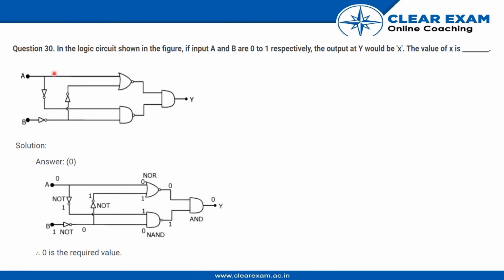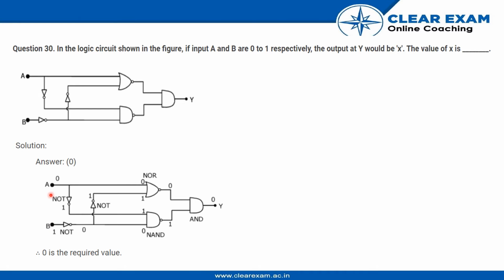The question says in the logic circuit shown in the figure, if input A and B are 0 and 1 respectively, the output Y would be X. So what will be the value of X? This is a simple question from logic gates, wherein we have input A and B as 0 and 1.